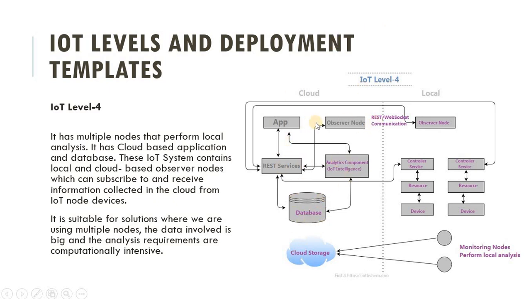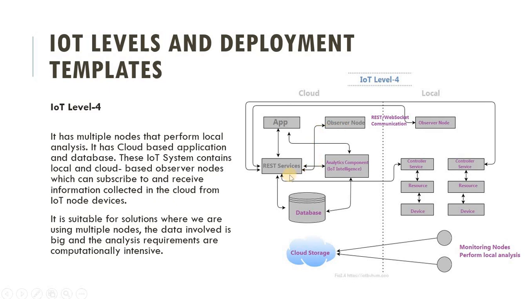Here you need to observe that there is one observer node connected to the REST service. This observer node is at the local side and at the cloud side. So on both sides there is one observer node which is connected to the REST services. The local observer node is connected with the REST service, and the cloud observer node is also connected with the REST service.